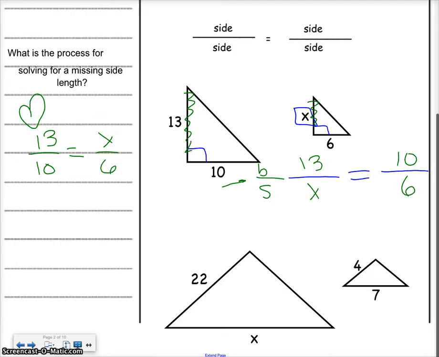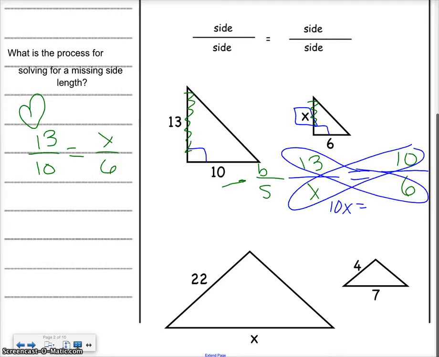Okay? So now I get 10x equals 78. X is 7.8. And if you like the one that most kids like, 13 is to 10 as x is to 6, notice it'll give you the same thing. I'd get 10x equals 78. It would be the same exact thing. Okay, next one.